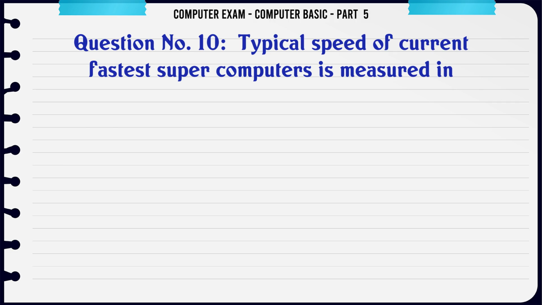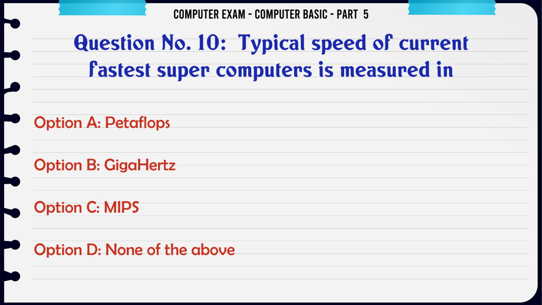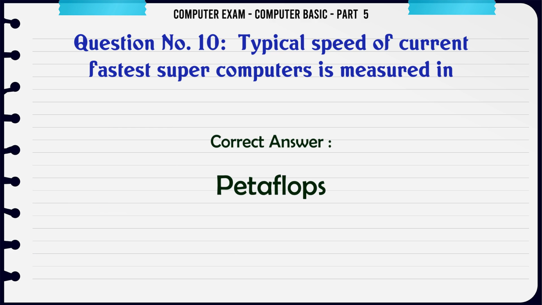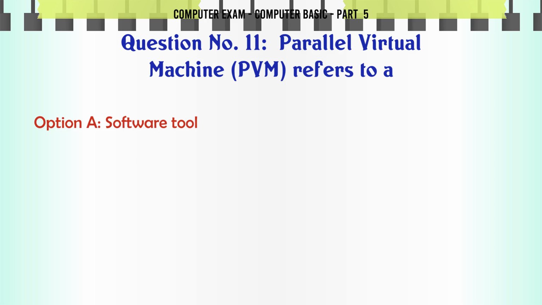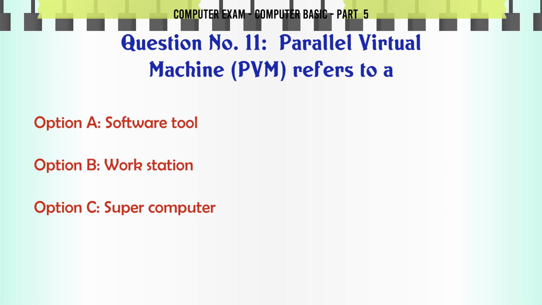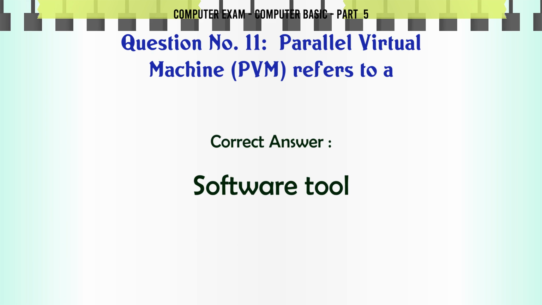Typical speed of current fastest supercomputers is measured in A. Petaflops. B. Gigahertz. C. MIPS. D. None of the above. The correct answer is petaflops. Parallel virtual machine, PVM, refers to A. Software tool. B. Workstation. C. Supercomputer. D. None of the above. The correct answer is software tool.